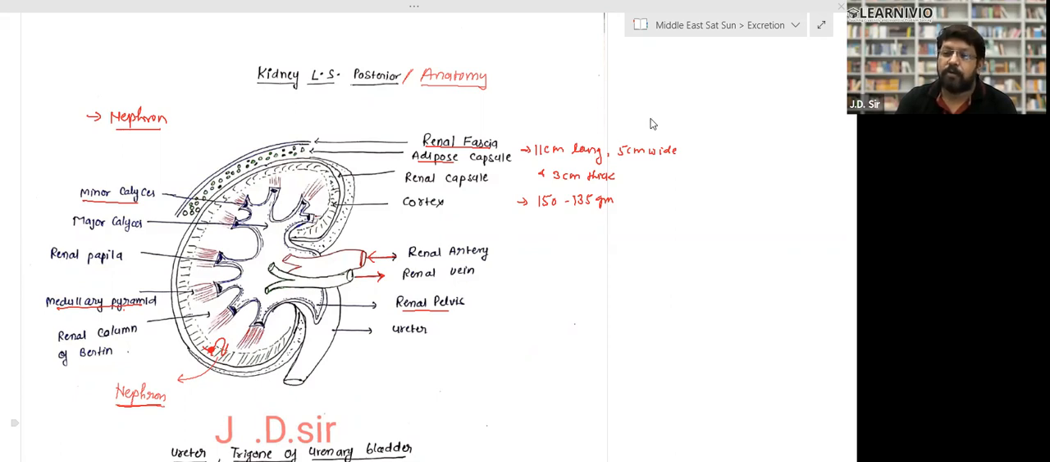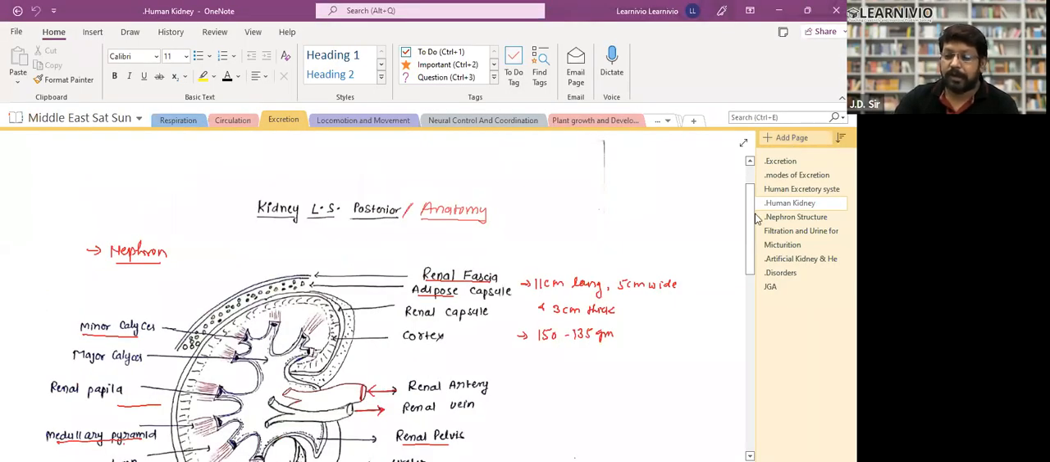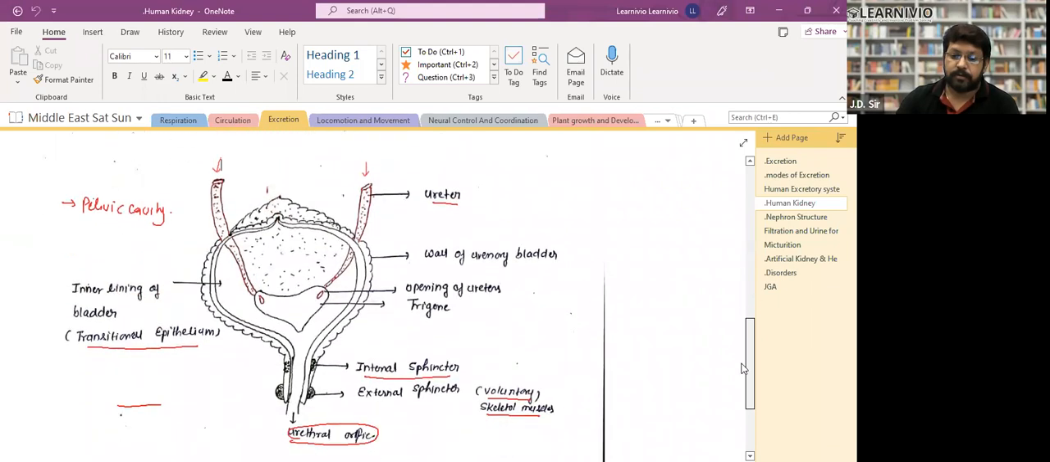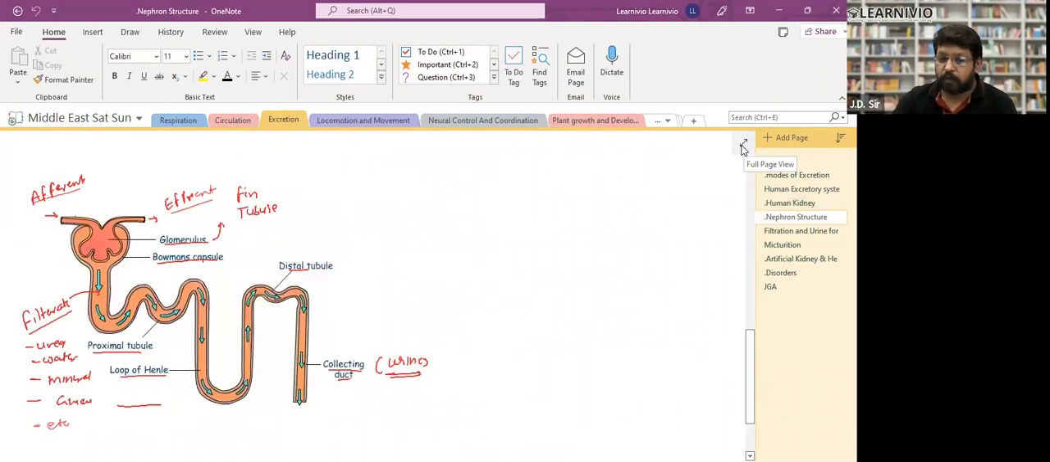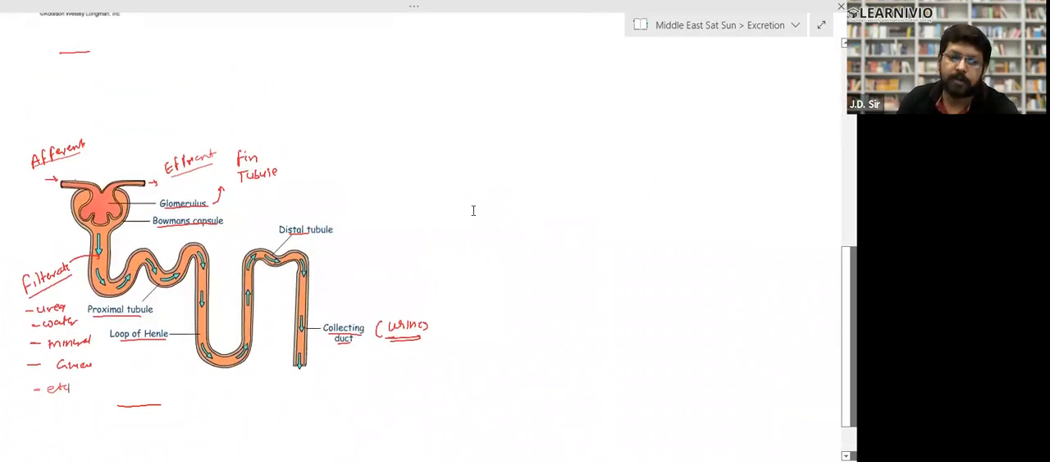Every kidney is made up of millions of nephrons. So this is my handmade diagram. Those nephrons are responsible for the filtration of the blood, or rather we can say they are responsible for the filtration of urea. This is the urinary bladder, you need not go for that. So let me tell you, this is a nephron, right? This is the structure of a nephron. That is important for you, that you have to remember.